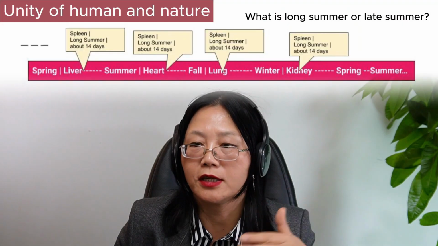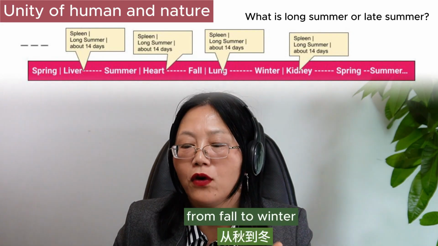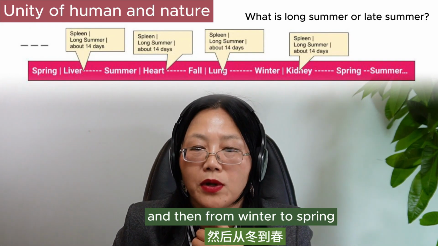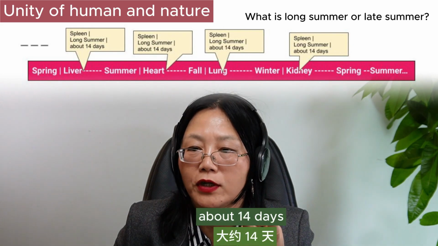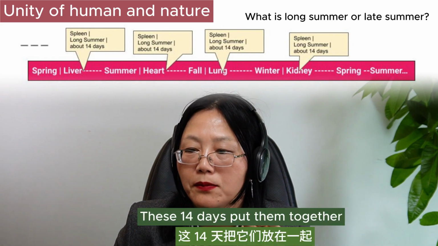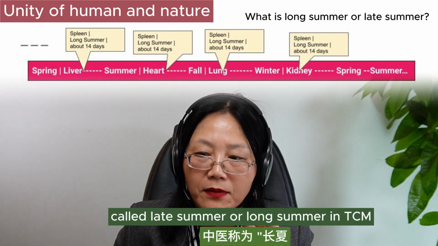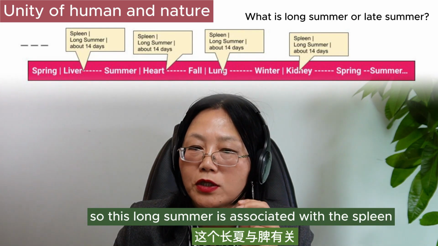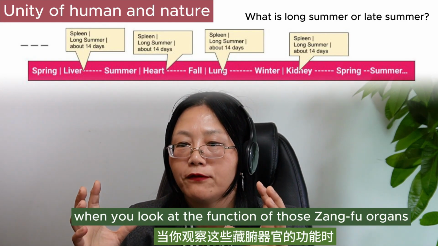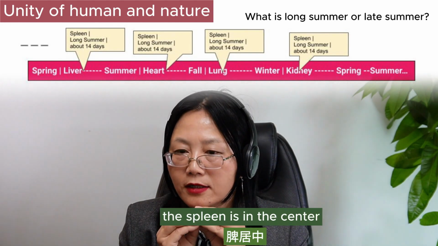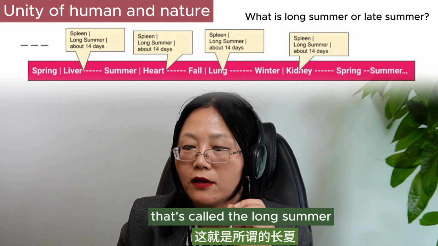In between the season changes from spring to summer, from summer to fall, from fall to winter, and then from winter to spring, it is circular. In between the season changes, there are 2 weeks, about 14 days. Put together, these 14 days are called late summer or long summer in TCM. This long summer is associated with the spleen, because in TCM, when you look at the function of the Zang-fu organs, the spleen is in the center. There is an opening window in between the season changes. That is called the long summer.